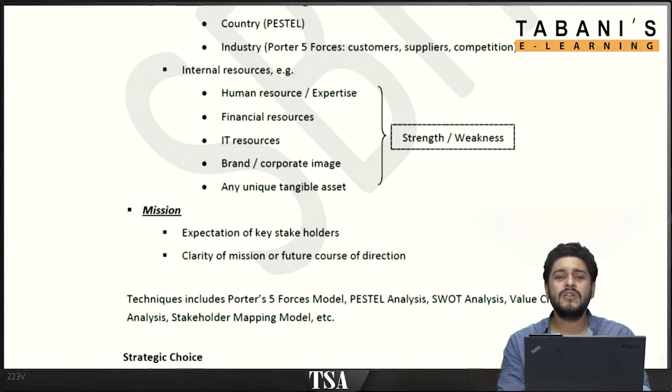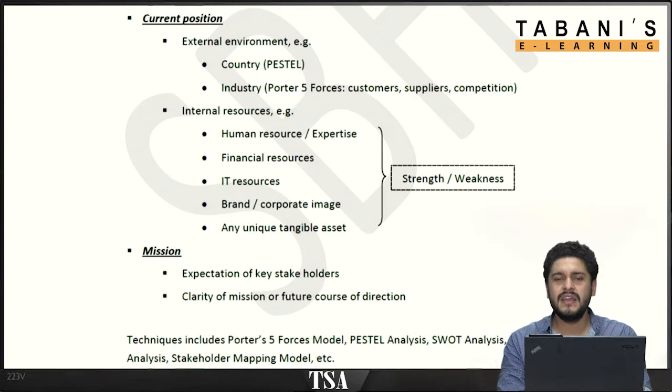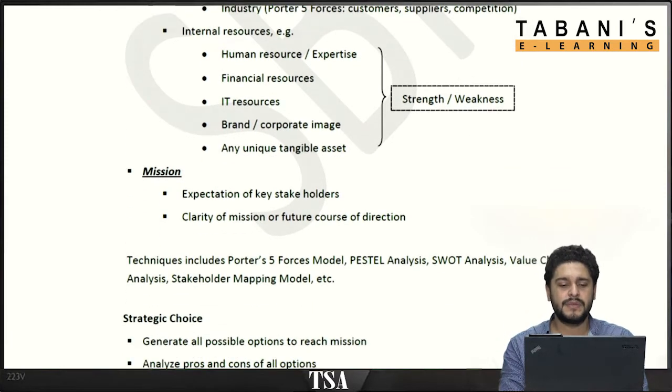So these are all the strengths and weaknesses. If we say that there are two different models of analyzing the overall economic environment of an organization within an economic system, the first is the PESTLE resources, that is the political, economical, social, technological, ecological, as well as the legal ones. And the second is the SWOT analysis. In SWOT analysis, strength and weakness are internal factors, and opportunities and threats are external factors. So let's move towards the mission.